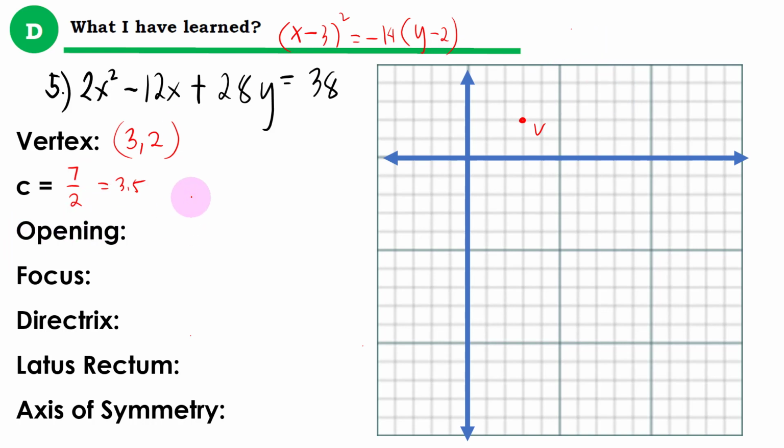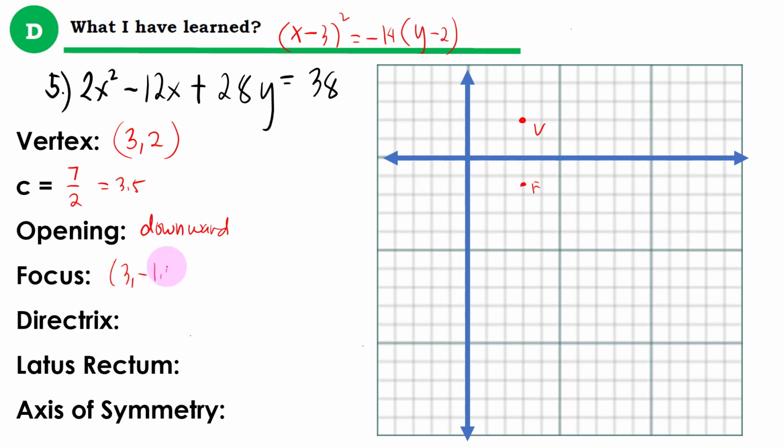And then, our opening, ang naka-square. So, this is opens downward. Kasi ang naka-square ay x, tapos naka-negative yung ating 4c. So, that's opens downward. Then, the focus. Our focus is 3.5 units pababa. So, 1, 2, 3.5. So, nandito yung ating focus. So, ang focus natin ay nasa 3, negative 1.5.